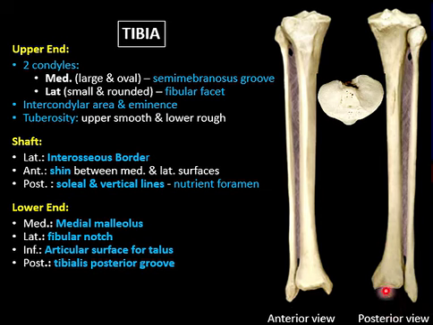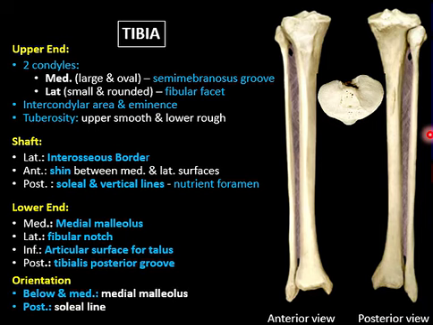Posteriorly, we have a groove behind the medial malleolus for the tibialis posterior muscle. Regarding the orientation of tibia, you can tell that the two condyles are superior. The medial malleolus is inferior, and medially, the soleal line is posterior. The tuberosity is anterior.